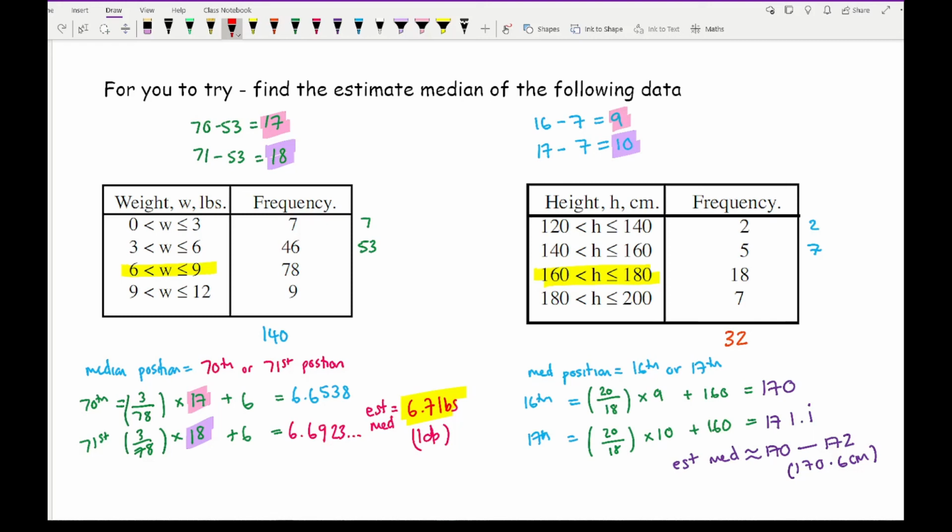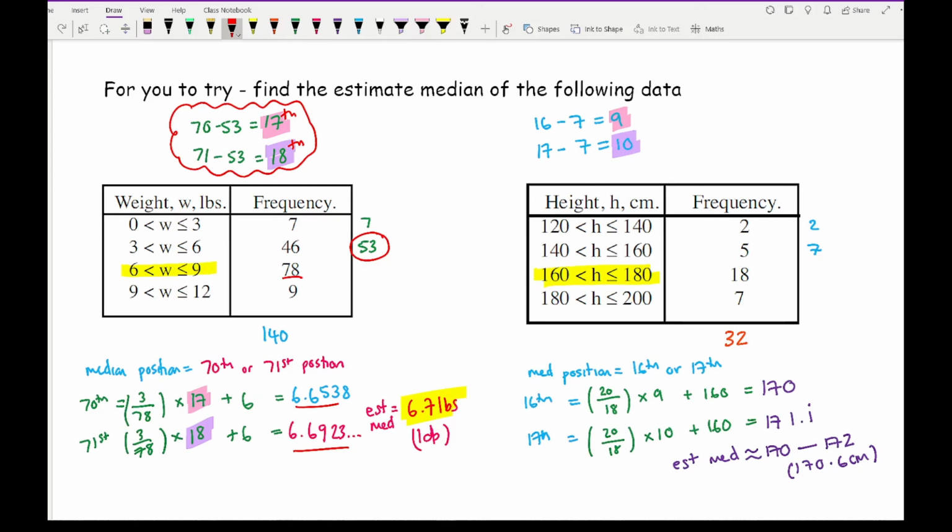Then you would do the class width, which is 3, divided by the total frequency, which is 78, multiplied by the position within that group that you're wanting. Now how you find this pink and lilac number is by looking at the previous cumulative frequency, which is 53, and this is where the 17 and 18 have come from. So I've done 70, because I want the 70th number, take away the cumulative frequency of the last group, which is 53, gives me the 17th person. If I wanted the 71st person, I do 71, take away 53, and I want the 18th person within that group. Then I substitute in the formula, and you can see that the two answers are very, very similar.